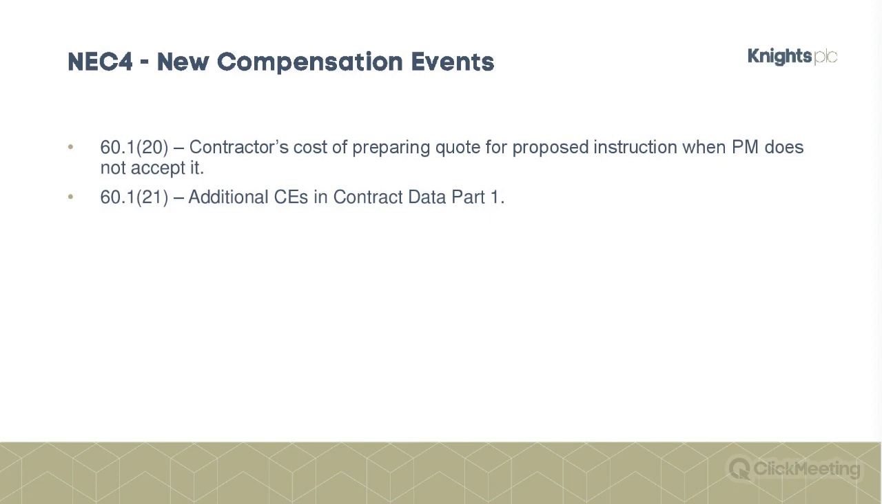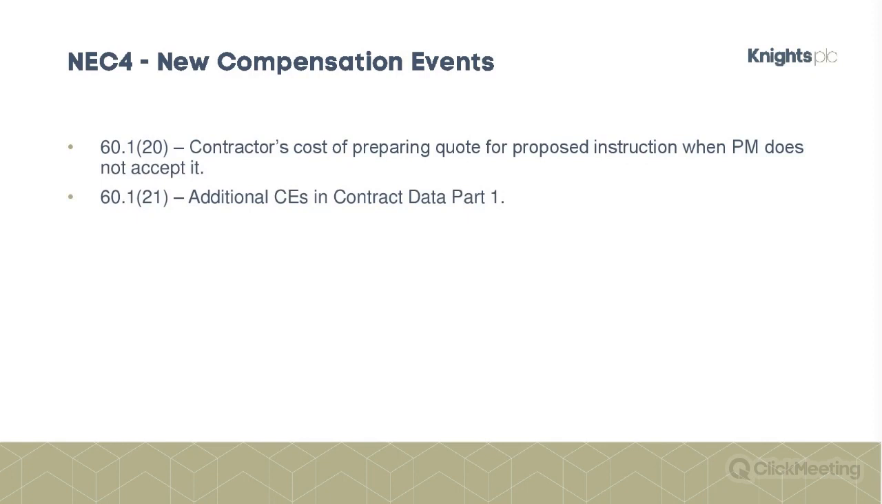So NEC4. So just a couple of kind of miscellaneous things here, actually. These are new compensation events in NEC4. So the first one is number 20, which is the contractor's cost of preparing a quote for a proposed instruction in circumstances where the project manager doesn't accept it. So that is a very, very discrete area. So it's a quote, so that's number one. It's got to be for a proposed instruction, not an instruction as such.